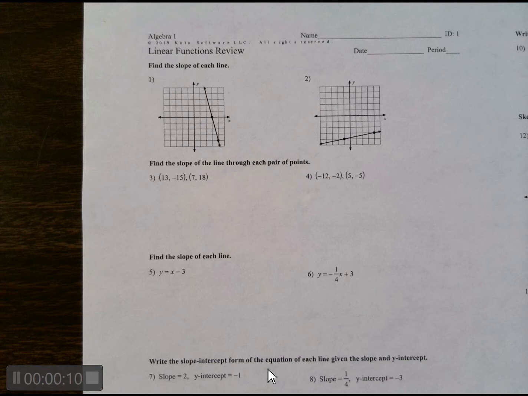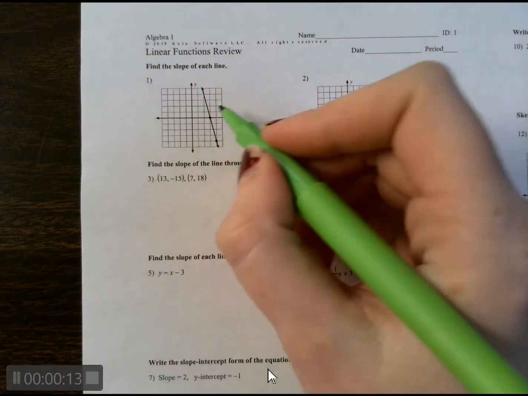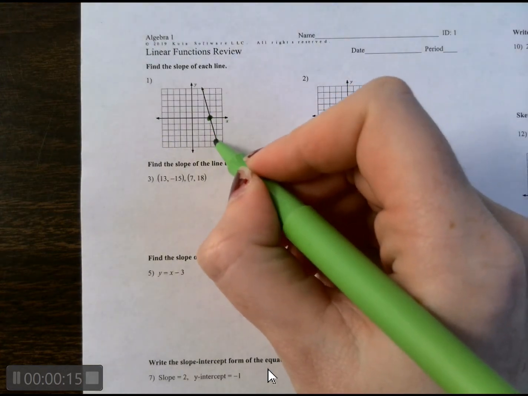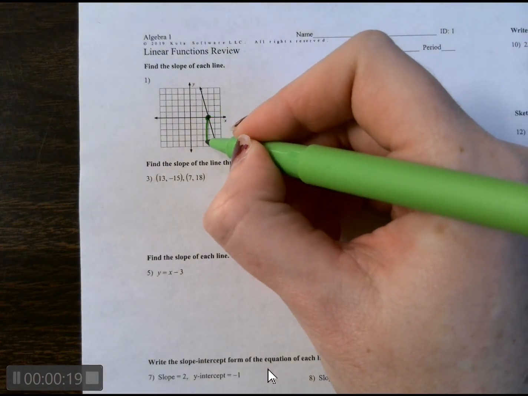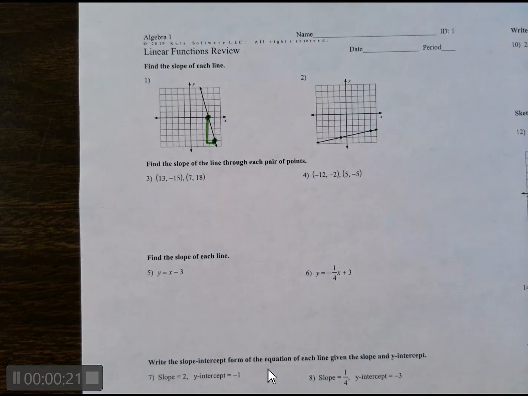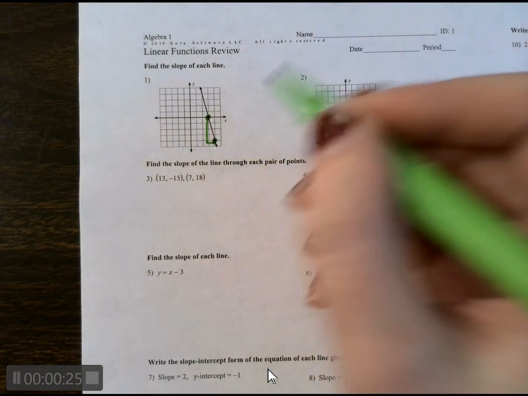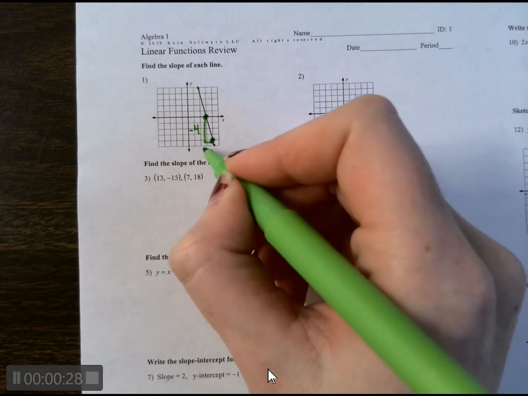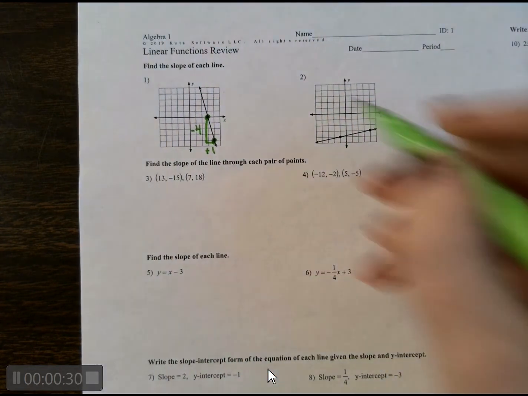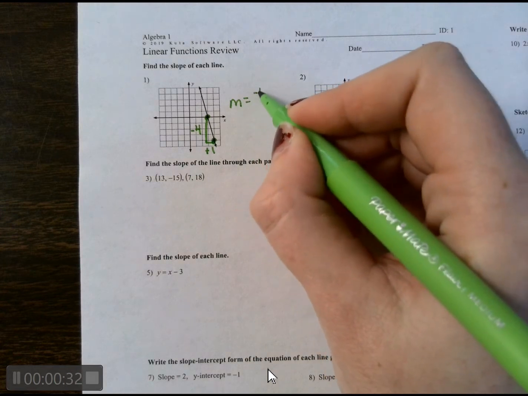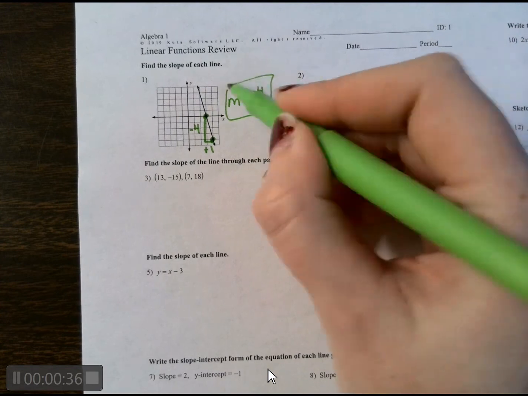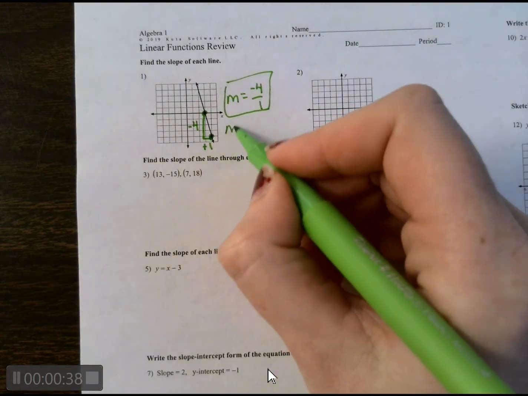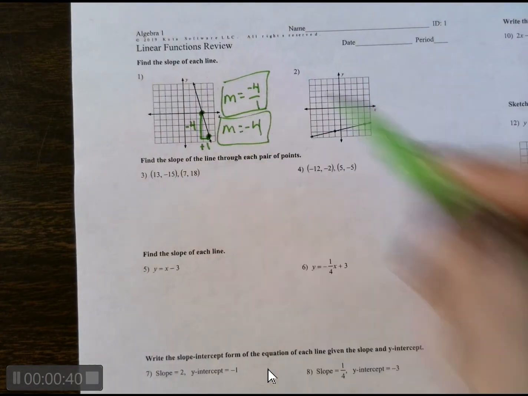So remember, when we are given a graph and we have our two pretty points, we're just going to draw that little triangle. Okay, always start at your leftmost point and go to your next point. So we're going down 4 and to the right 1. So then our slope would be -4/1. Okay, and that's our answer. Or simplify it, sorry, to -4.